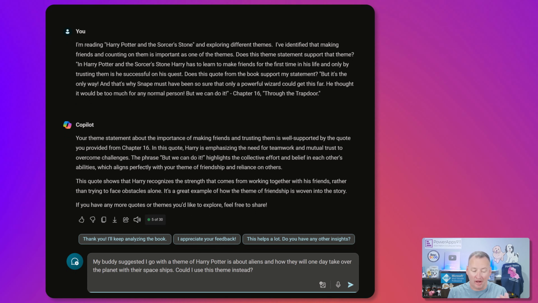Okay, I got curious, right? So I typed in something silly. My buddy suggested I go with the theme of Harry Potter is about aliens and how they will one day take over their planet with their spaceships.